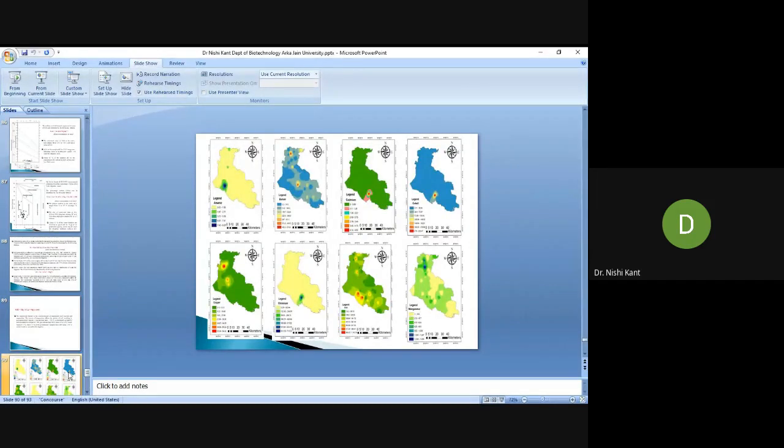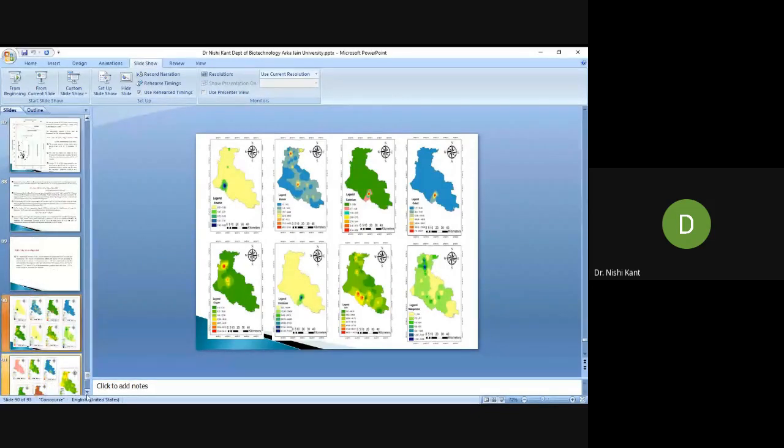This is the metal distribution, a spatial distribution of the trace metals for 14 metals of the groundwater.